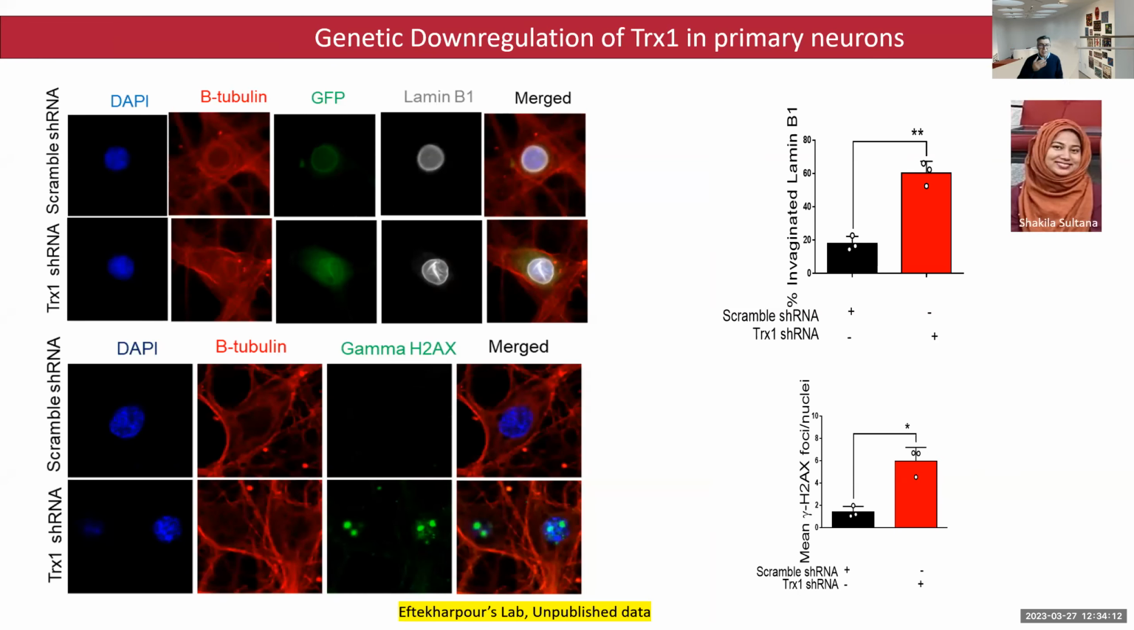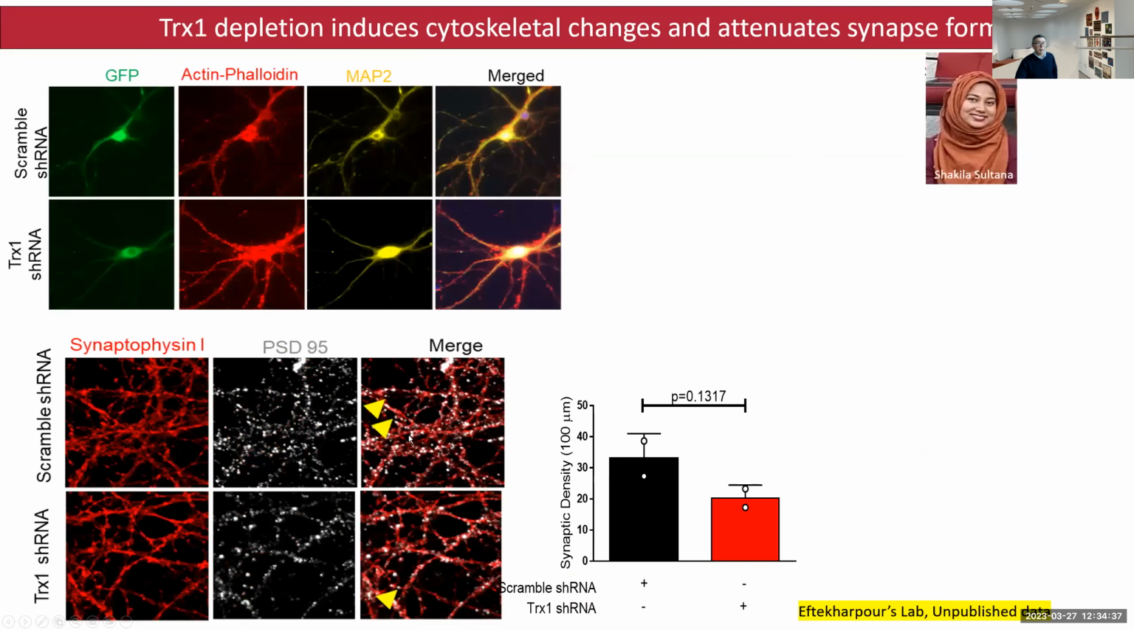She has expanded these into primary cultures. Here we are inhibiting thioredoxin in primary cultures, and we can see that after inhibition of these cells, about 2 weeks after culture, we can robustly see nuclear lamina damage in these cells. Here is gamma H2AX that is being produced by downregulation. And more importantly, here we are looking at the synapse formation. We have stained for PSD95 and synaptophysin.